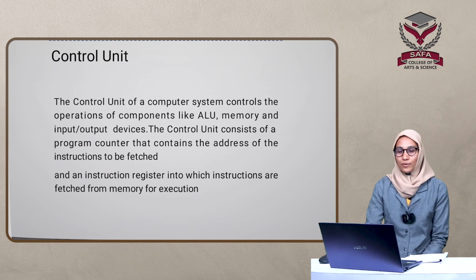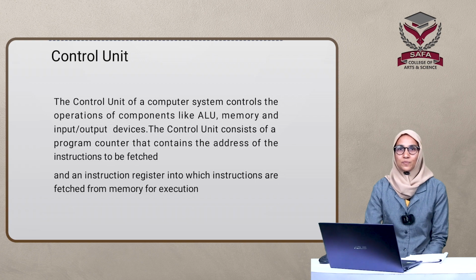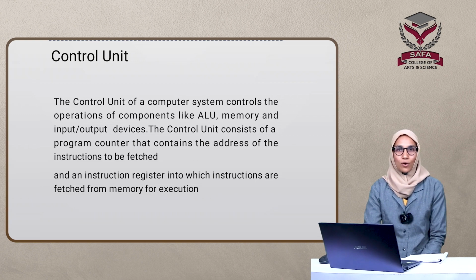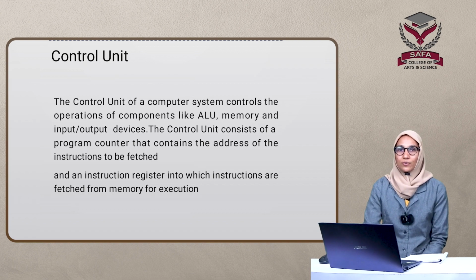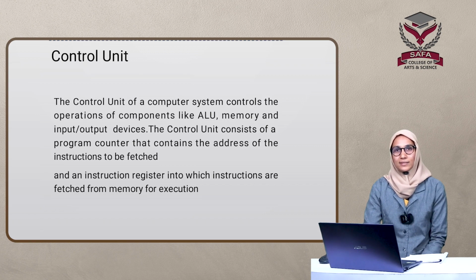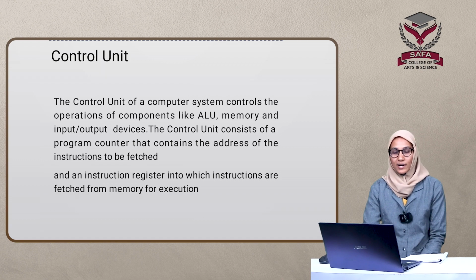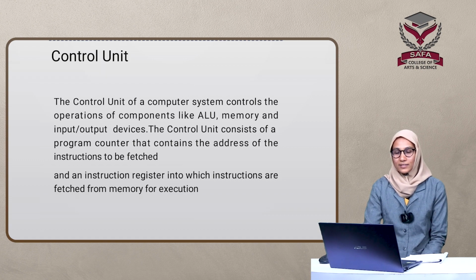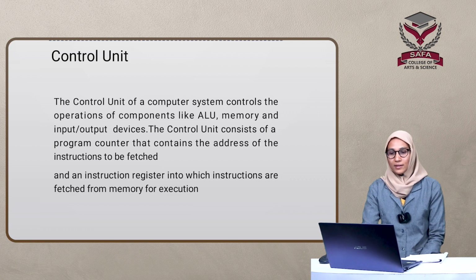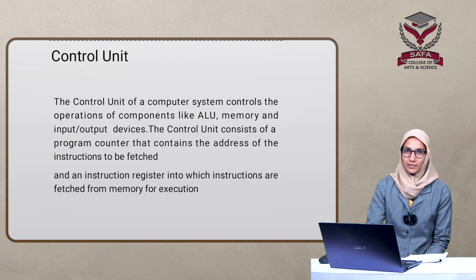Next, the control unit. The name specifies the function. The control unit of a computer system controls the operation of components like the ALU, memory and input and output devices. So we conclude that the overall performance of the computer, its functions, components and operations, is handled by the control unit. The control unit consists of the program counter, which holds the address of the next instruction to be fetched from memory for execution.